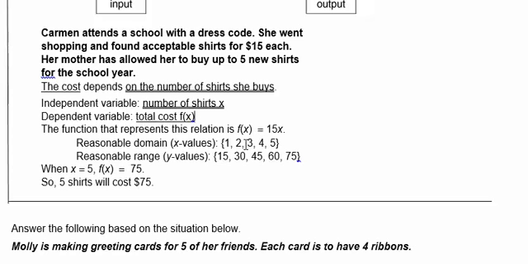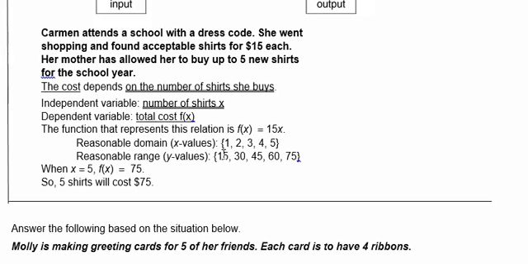Now a domain for shirts, you can't have 1.5 shirts. And she's not going to buy 0 shirts. I guess you could put 0 here. But they said that the reasonable domain would be 1 shirt, 2 shirts, 3 shirts, 4 shirts, or 5 shirts. The reason we stopped at 5 is because of this sentence. Her mother has allowed her to buy up to 5 new shirts. Up to. So she doesn't have to buy 5 new shirts.